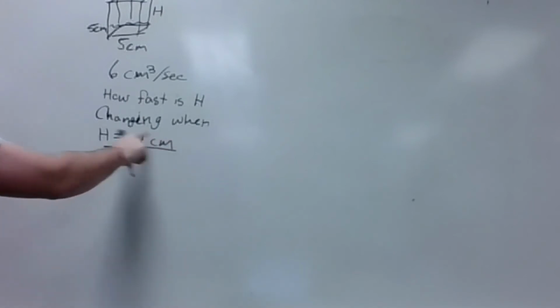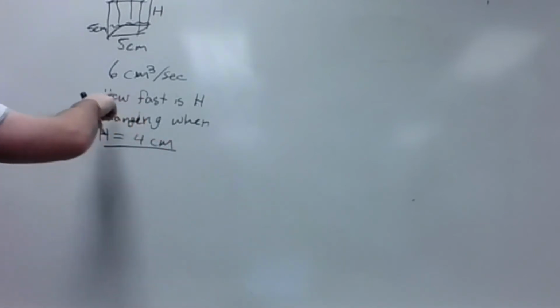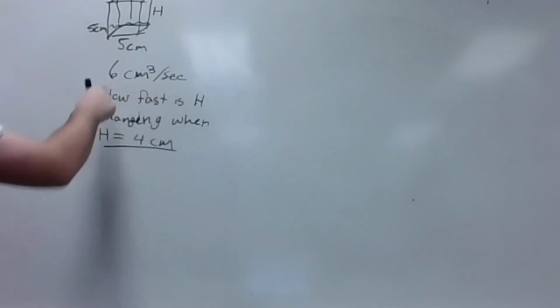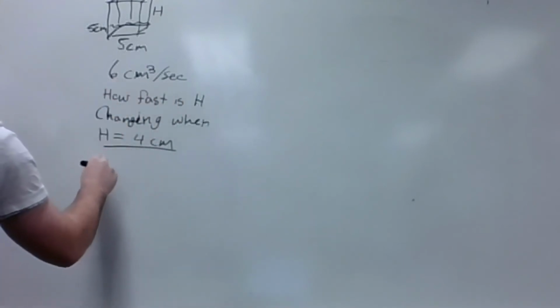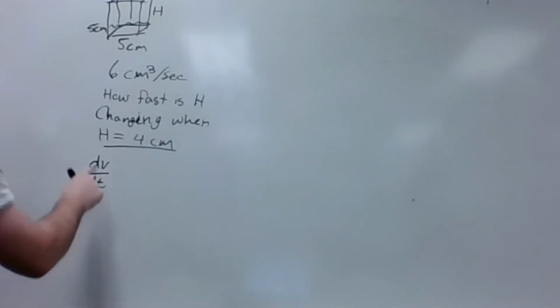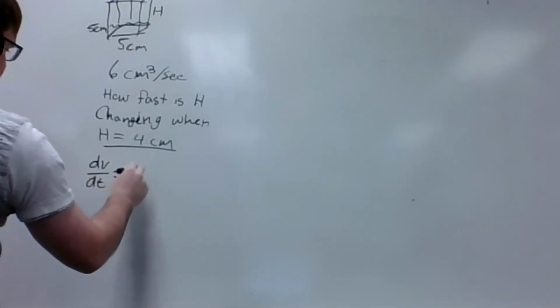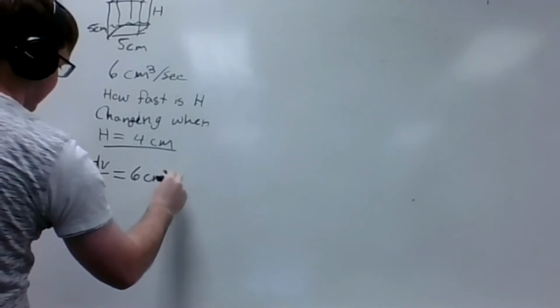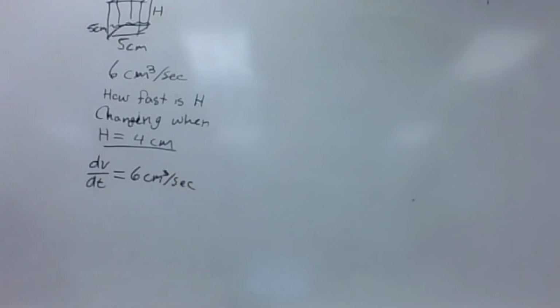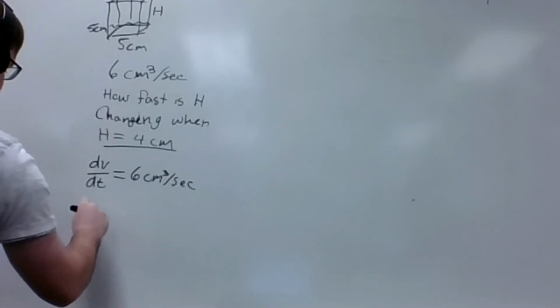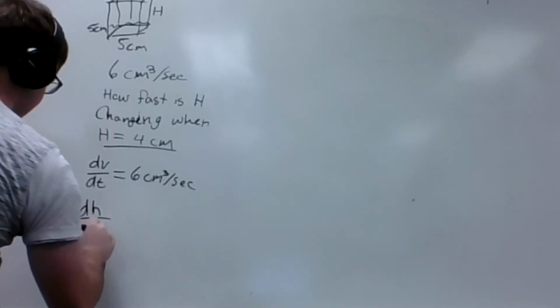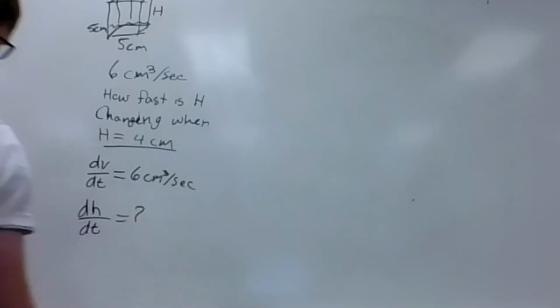So we already have this little piece of information, right? And what other information do we have? We know that our volume, dV/dt, so our rate is changing at 6 centimeters cubed a second. And we want to know how fast h is changing over time. We don't know that, that's the question. And we also know that our base is 5 by 5 centimeters, right?